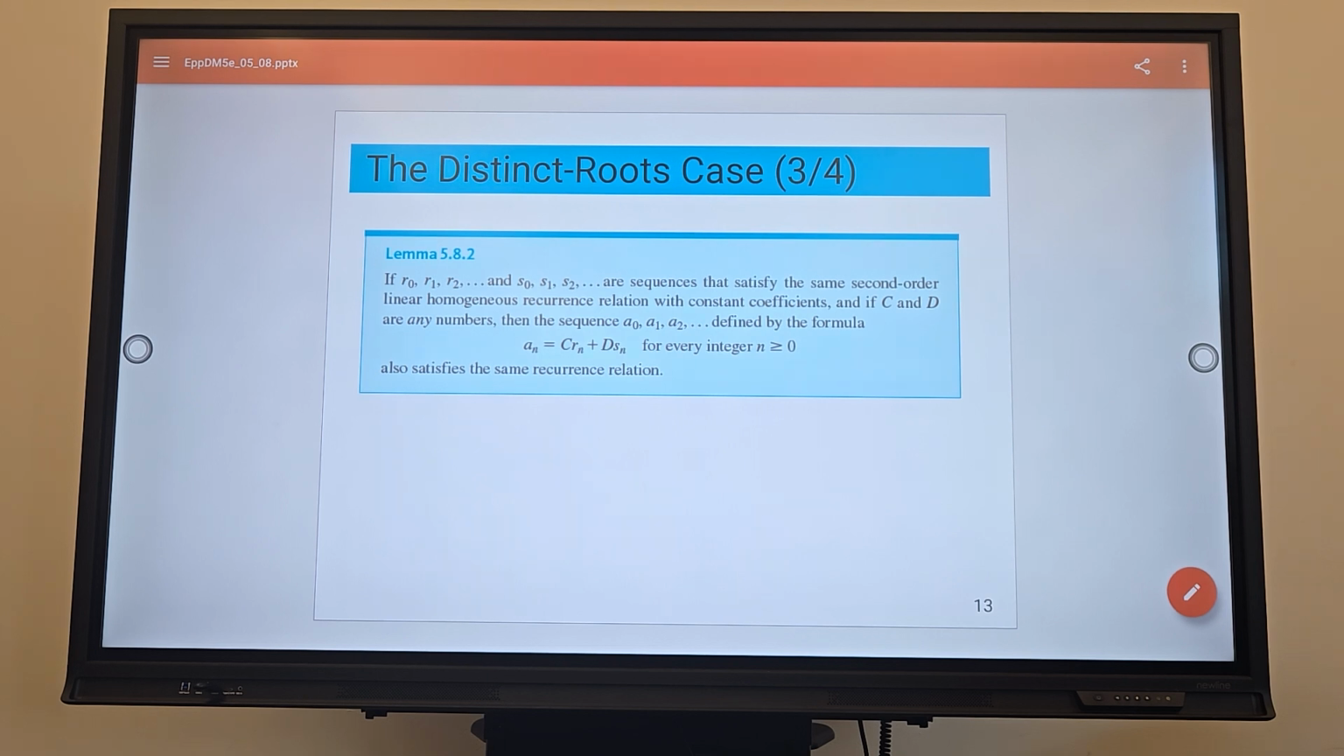If the sequence R and the sequence S are sequences that satisfy the same second order linear homogeneous recurrence relation with constant coefficients, and if C and D are any real numbers, then the sequence A, defined by the formula A sub n equals C times R sub n plus D times S sub n for every integer n greater than or equal to 0, also satisfies the same recurrence relation.